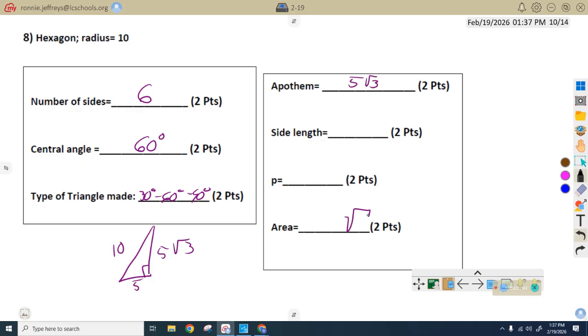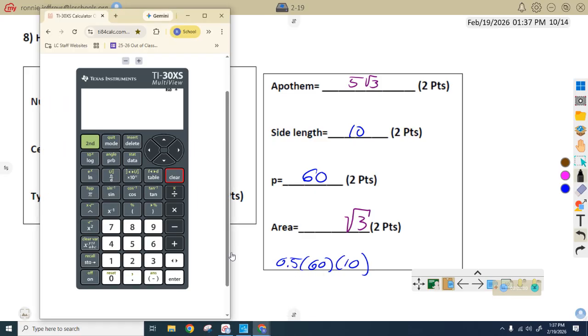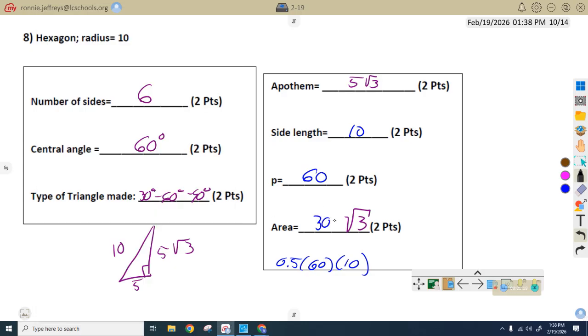Okay. So our side length is going to be 10 because it's 2 of this one. Our perimeter is going to be 60. 60 times 10. Right? Yep. So 0.5 times 60 times 10. Alright, so this is 300 root 3.